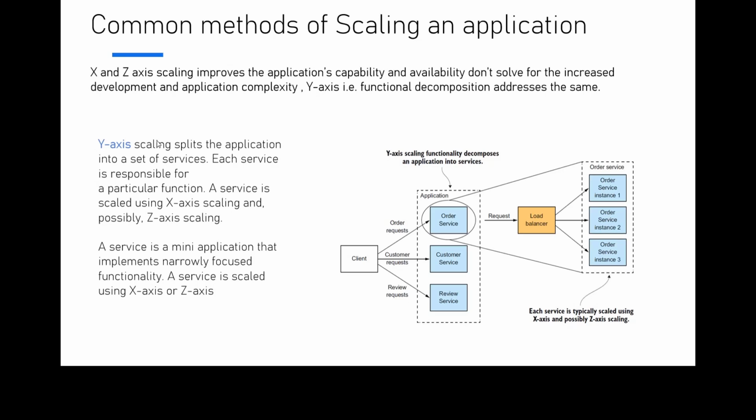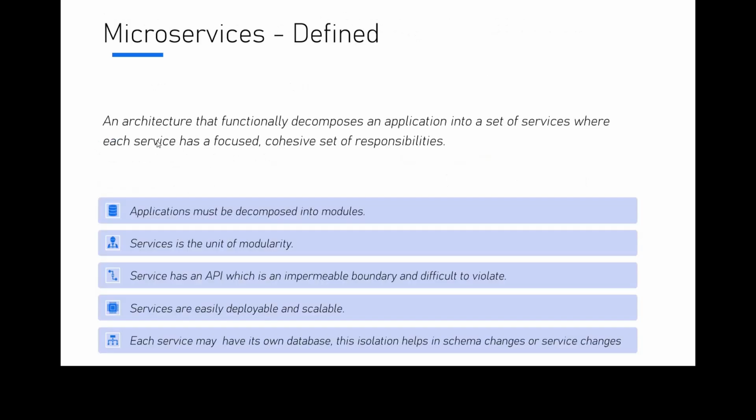Now, y-axis is all about scaling functionality, decomposing an application into services, and then eventually applying your X or Z type of scaling based on the requirement. This is exactly what microservices is all about.